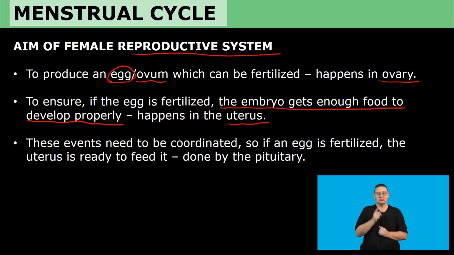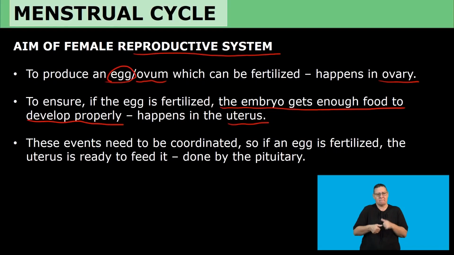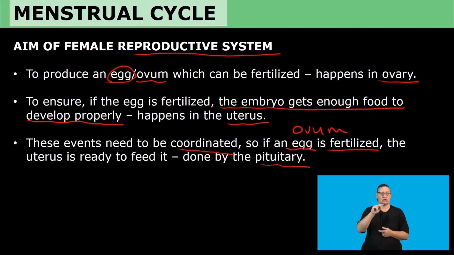And these events need to be coordinated. Ovary, uterus, they must work together. There's a proper coordination in this series of events. They need to be properly coordinated. So if an egg is fertilized, we can even say if an ovum is fertilized, let's use ovum more than egg, the uterus is ready to feed it. And this is done by the pituitary gland.